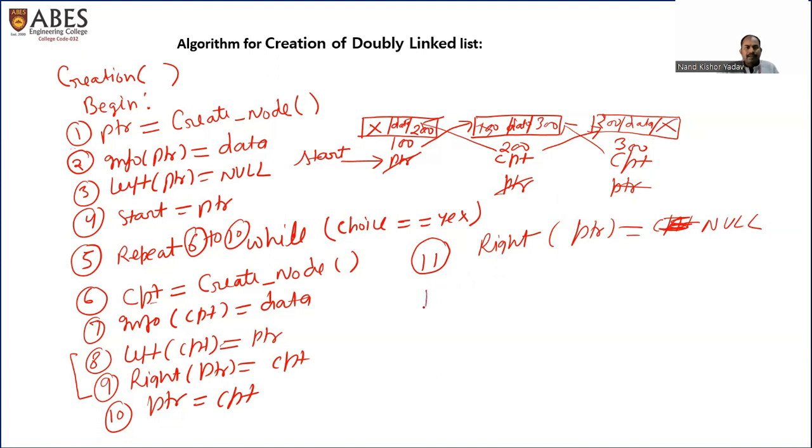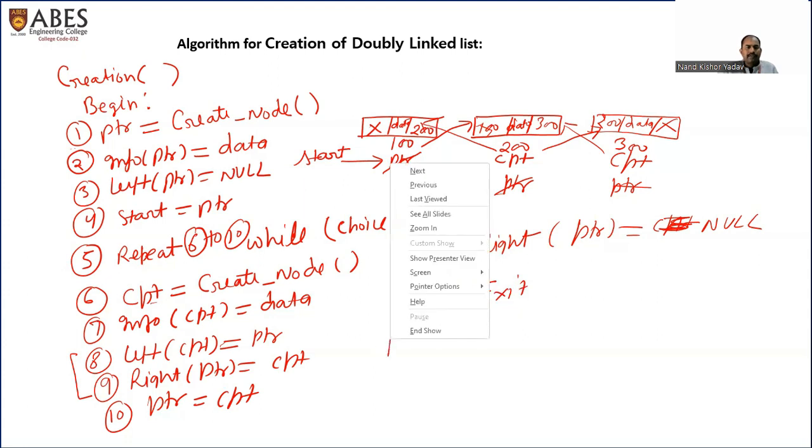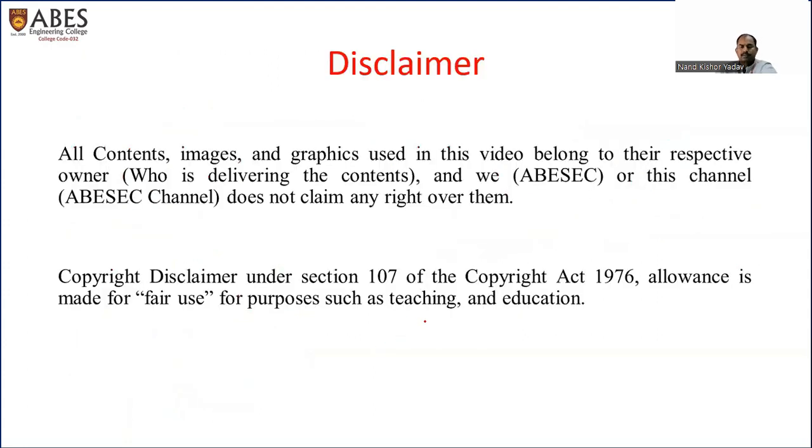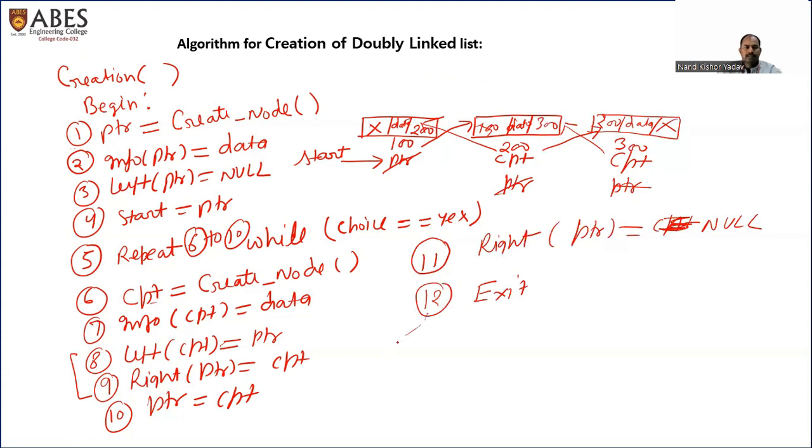So in the 12th step we can use exit. And at last we can end our procedure. So we have created a doubly linked list for 3 nodes. In a similar way, we can run the same algorithm for 4 nodes or 5 nodes also.